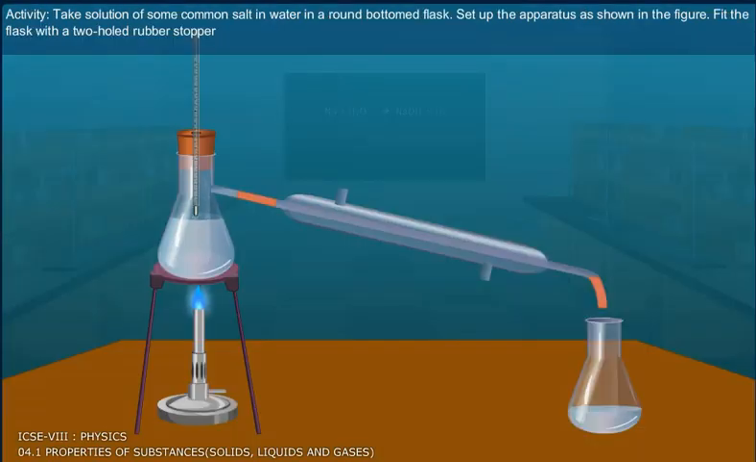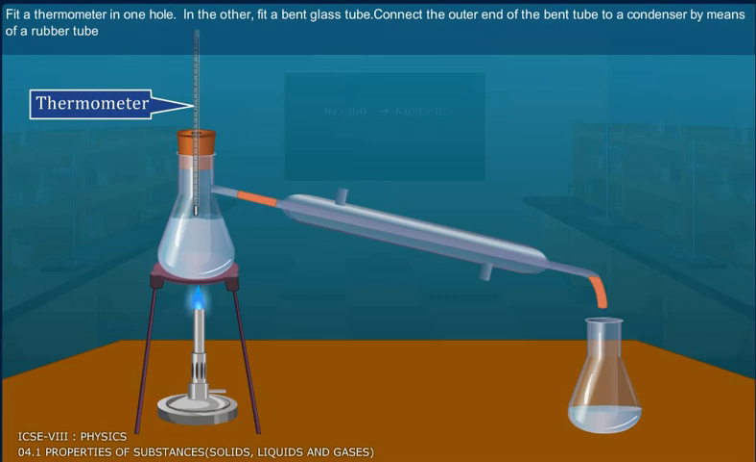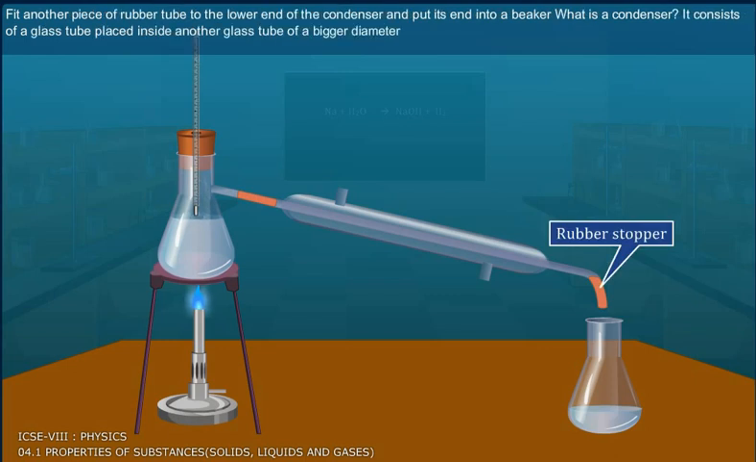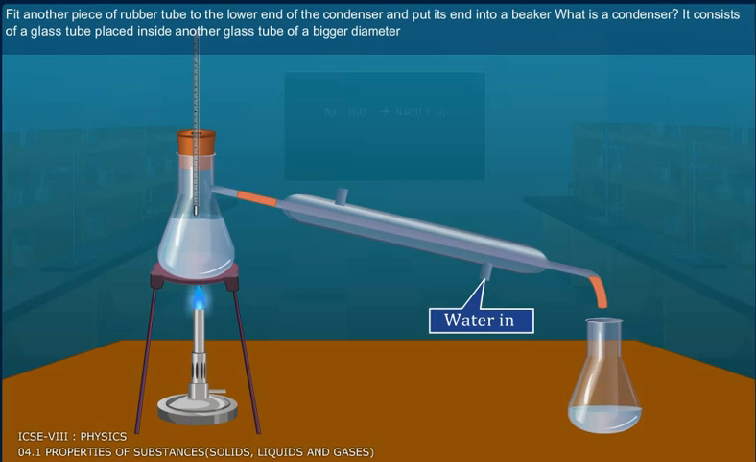Activity: take the solution of some common salt in water in a round-bottomed flask. Set up the apparatus as shown in the figure. Fit the flask with a 2-holed rubber stopper. Fit a thermometer in one hole. In the other, fit a bent glass tube. Connect the outer end of the bent tube to a condenser by means of a rubber tube. Fit another piece of rubber tube to the lower end of the condenser and put its end into a beaker.